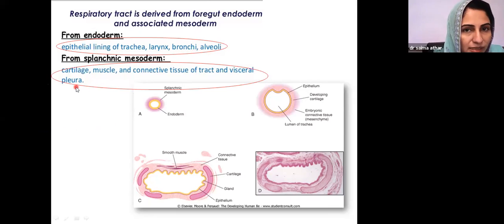But the visceral pleura is derived from the splanchnic mesoderm. Okay, so we'll be discussing this point when we are discussing the visceral and the parietal pleura. So here you can see this is the tube which is going to develop into the respiratory system, and this is surrounded by the mesoderm, which is splanchnic mesoderm, right?